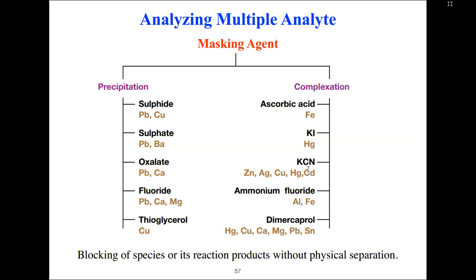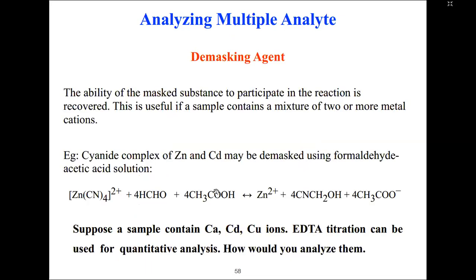Now you found the concentration of calcium, you can use this reaction again to demask the cadmium. Once you demask the cadmium, cadmium is free. You can again do the titration with EDTA. Once you do the titration with EDTA, you found the concentration of cadmium as well. Since you found the concentration of calcium and cadmium, now again you take the original solution and determine the concentration of all together and subtract the value of calcium and cadmium, you will get copper.